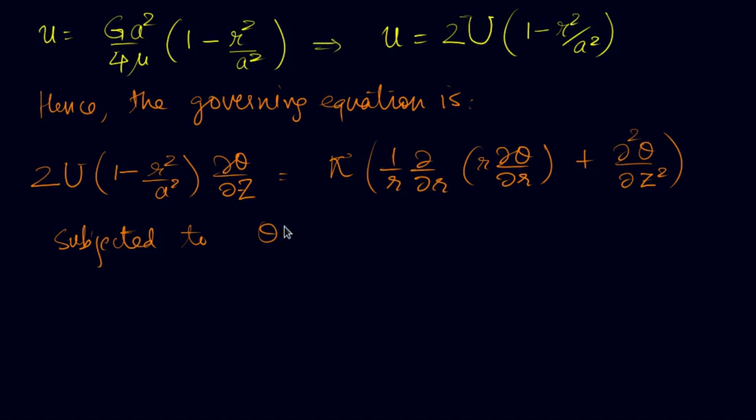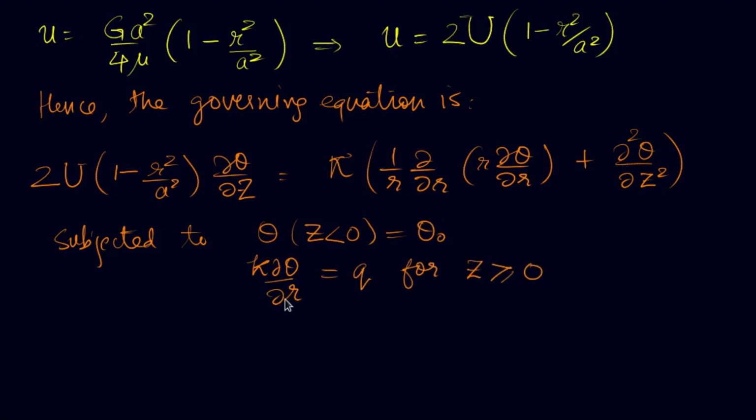This equation is subjected to theta for z less than 0 is equal to theta naught, and for z greater than 0 at the wall of the tube, that is at r equal to a, we have k del theta del r is equal to q. You should be able to figure out the appropriate sign of q and the flux. In short, the incoming flux is opposite to the direction of the normal, and hence the minus sign cancels. But you should be able to figure that out on your own.